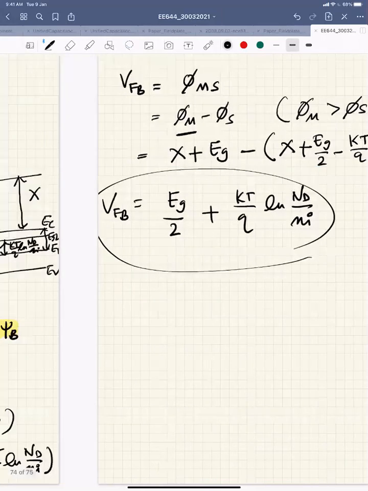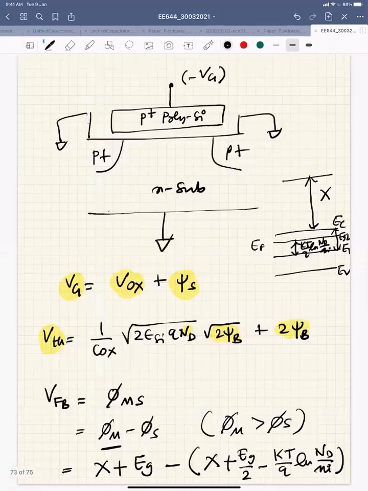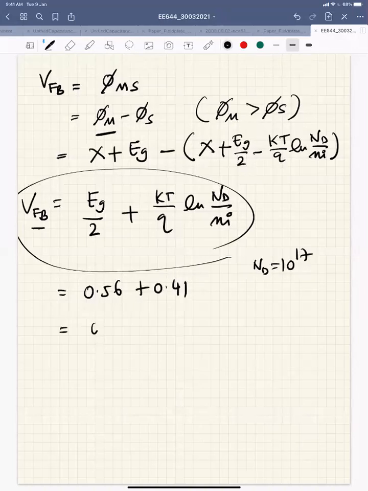And if you look at the flat band voltage that you calculated for the NMOS transistor, this is minus Eg by 2 minus kT by q ln Na by Ni, right? So that's the reason your flat band voltages are almost the same but of opposite sign. So here in this case this will be 0.56, and if I take Nd equal to 10 to the 17, then this will be equal to 0.41. So this will be 0.97 electron volt, right? So your flat band voltage will be 0.97 electron volt, right?